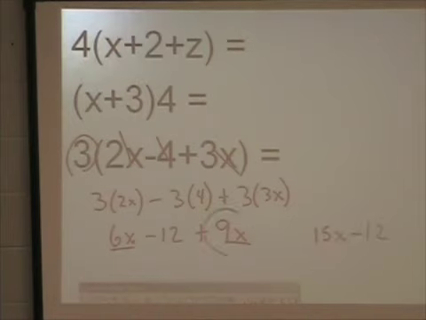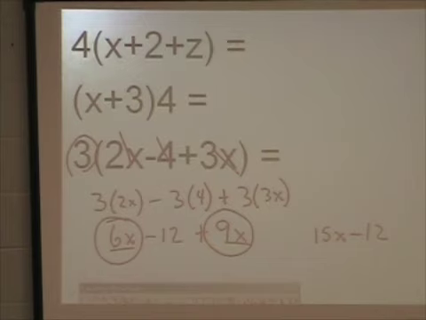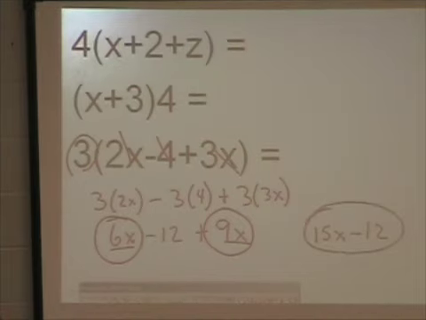Now how come I could combine 9x and 6x? Because they both had an x. They were like terms. Say like terms. Good. So this is your final answer right here. 15x minus 12.